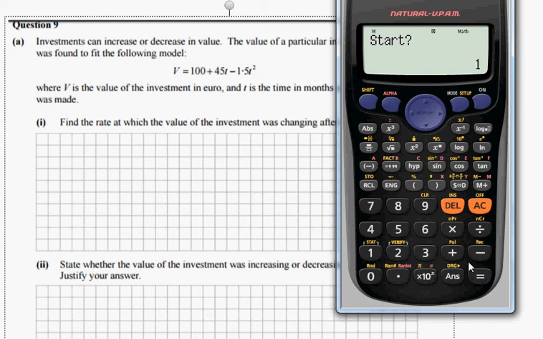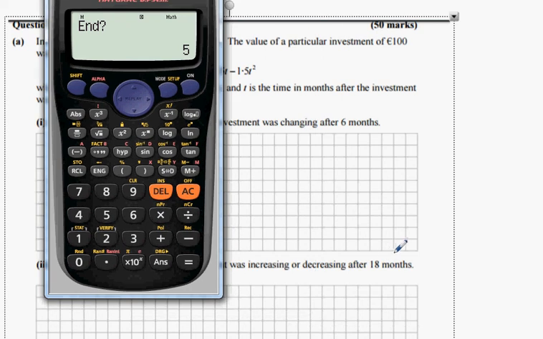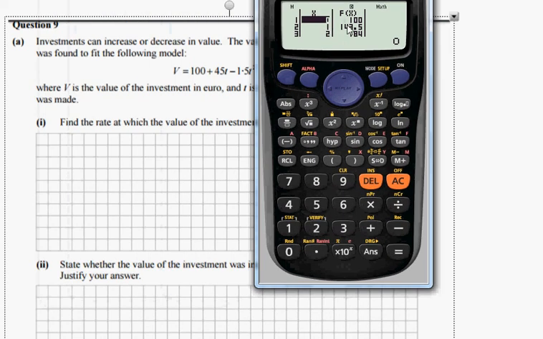Should I start with a negative number? How do I know? T is time. Time can never be negative. Start off at 0. I see 18 months down here. See 18? I'm just having a quick glance at the second question. If I go as far up as 18, I'll have a lot of information to use. Go up in steps of 1. Look what happens. When no time has passed, your investment is worth €100. As time goes on, your investment gets bigger and bigger and bigger. What you notice about the gaps though, from month to month, are they getting bigger or smaller?